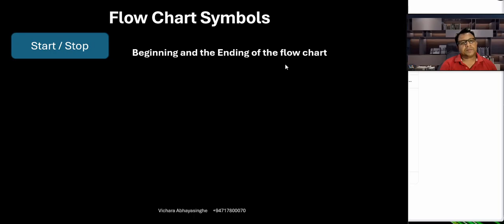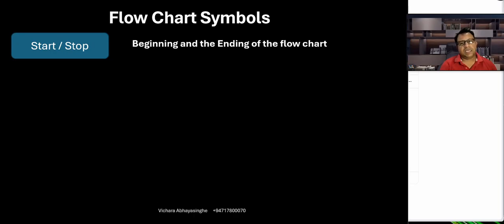Here we are going to talk about flowchart symbols. These are the most common flowchart symbols and they are easy to understand. First, the oval shape or the curved rectangle: start and stop. Why did I mention start and stop? Both the things we can represent from the same shape, so beginning and the end.